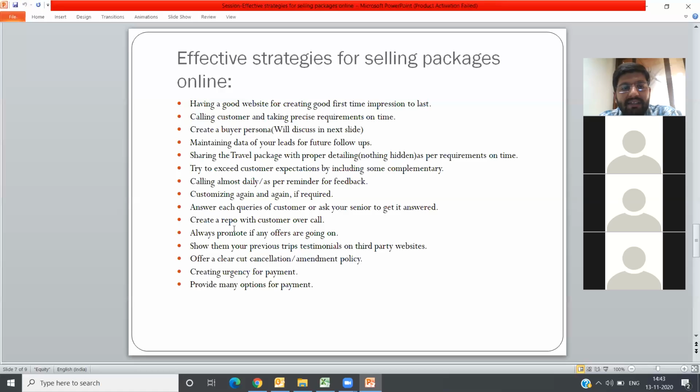So next is sharing the travel package with proper detailing. Nothing should be hidden. Everything should be pretty much clear. Inclusions, exclusions, and everything should be shared on time.